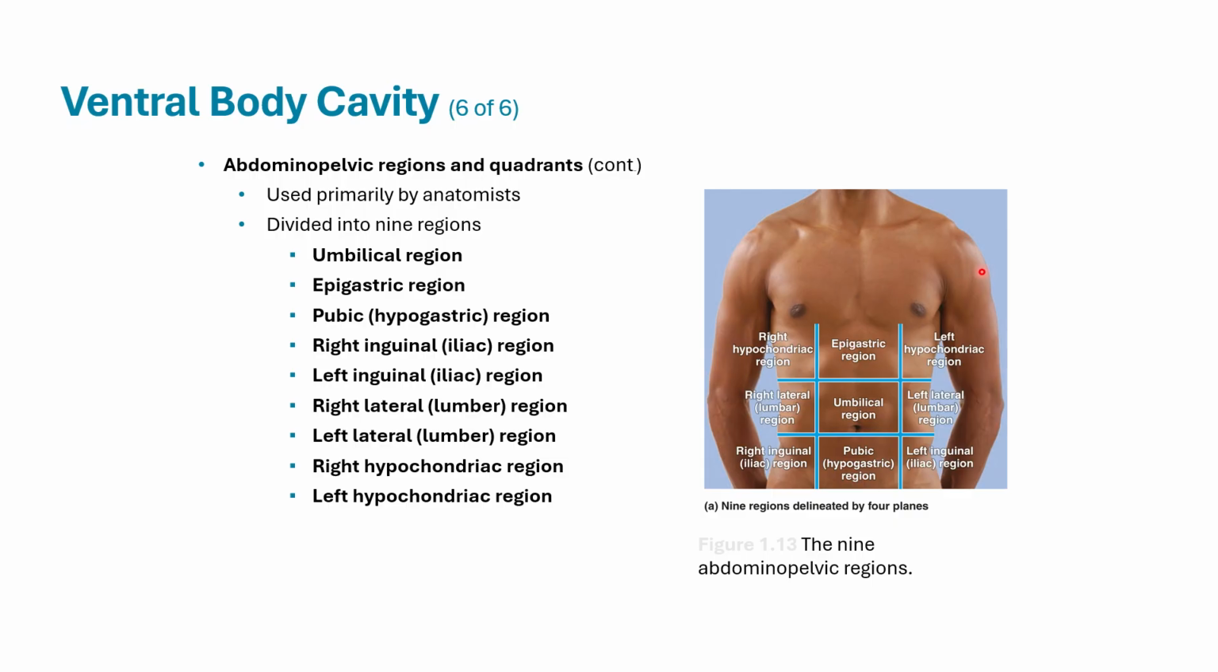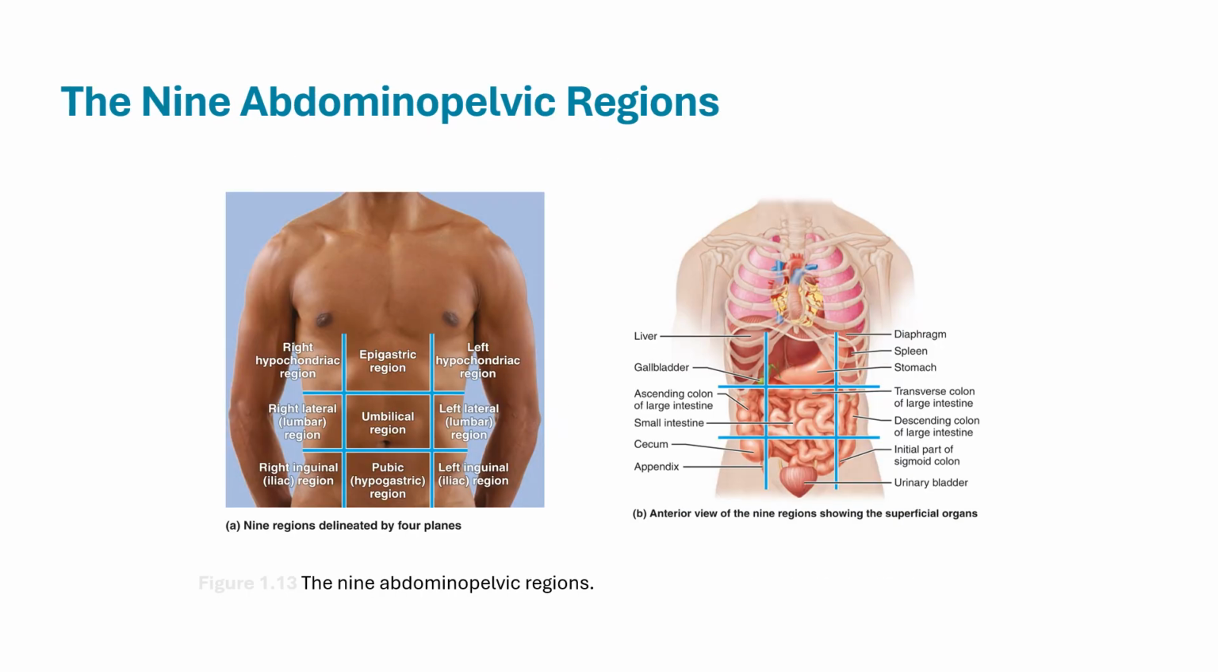cavities. Now we go to the left side, left hypochondriac, the left lateral lumbar. So here's the lumbar spine in here, left lateral lumbar, and then the left inguinal or iliac region. Your iliac bone is here. Same thing over here. The right inguinal, the inguinal ligament is in here, and the iliac is right here. The right lateral lumbar, so here's the lumbar, and going to the right is the right lateral lumbar region and the right hypochondriac region. Okay, so that's the 9 abdominopelvic regions.